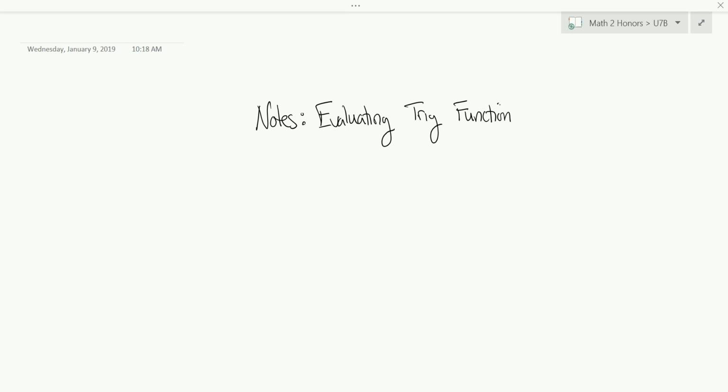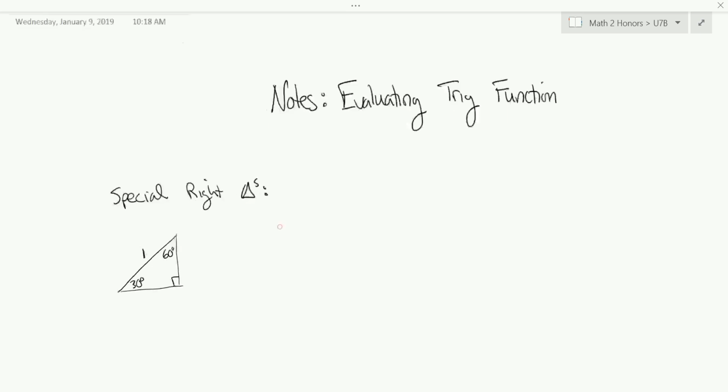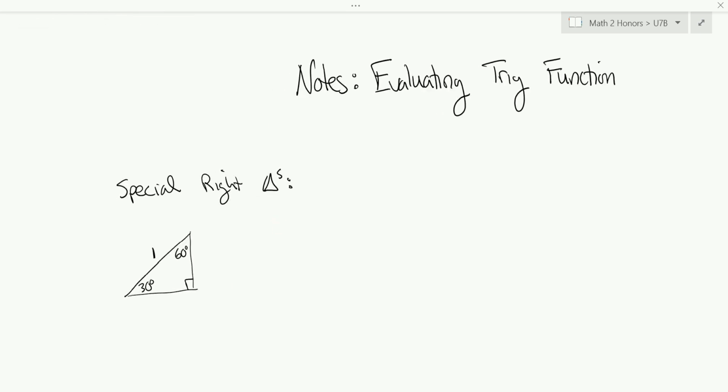So I'm going to give a little bit of just reminders to us. First of all, we're going to want to remember our two special right triangles. Let's write them down in our notes. So we've got our 30, 60, 90, and we memorized the one that had a hypotenuse of 1. You guys remember what the side length across from 30 was? 1/2. And across from 60 was square root of 3 over 2.